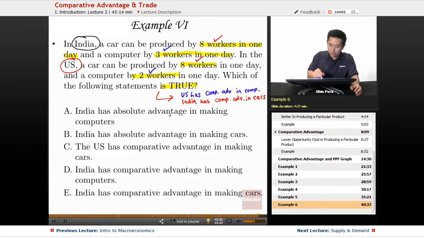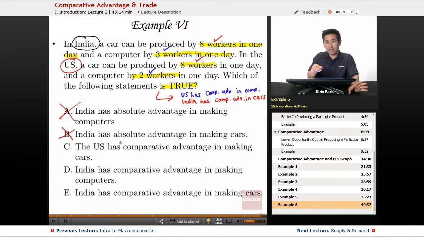India has absolute advantage in making computers. Well, we figured out here that no, it's the US, they can make it using fewer workers. So this is absolutely wrong. Let's mark this off. A is not a possible answer choice. India has absolute advantage in making cars. Well, they both use 8 workers here, so neither has absolute advantage in making cars. The US has comparative advantage in making cars. Well, here the U.S. has comparative advantage in making computers, so this is wrong.